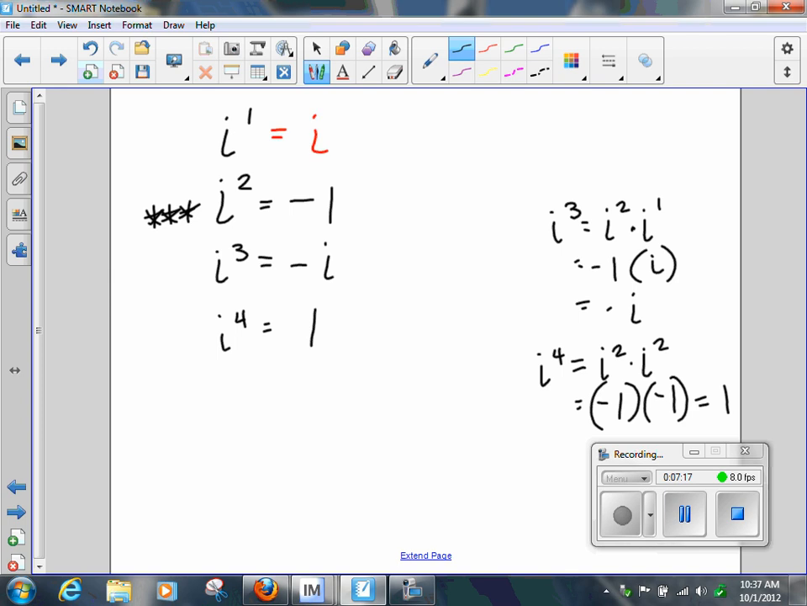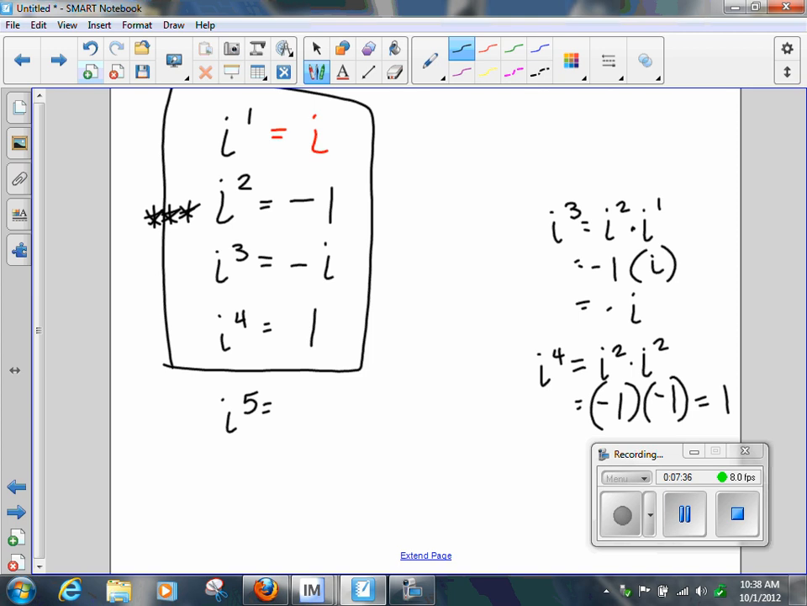i, -1, -i, 1. And if you guys can come up with some clever way for me to remember, because you know I have to have a clever way, then please share. Okay, this is what we have to know. Let's think about it. i to the fifth. Well, I would think i squared, i to the first. i, -1, -1, i. What's a negative times a negative? Positive. What's +1 times i? i.